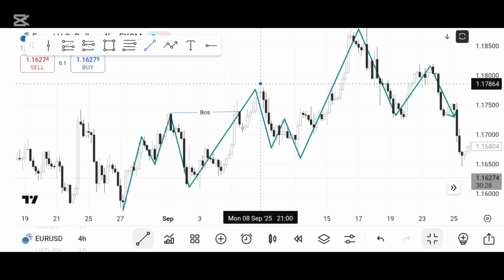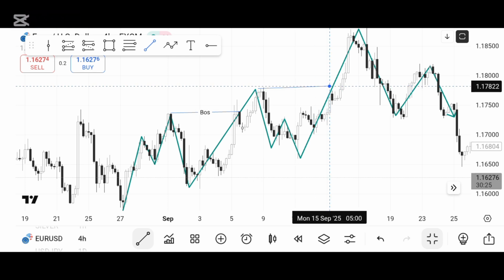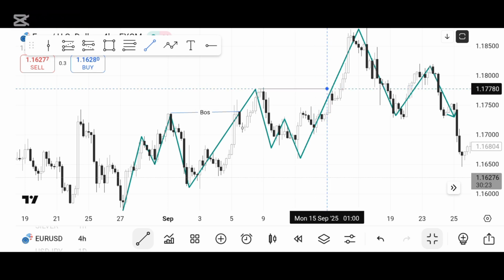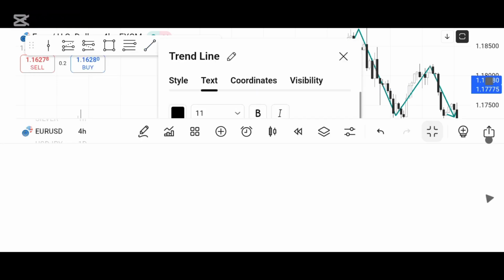Then we have the second break of structure up there. BOS. BOS.